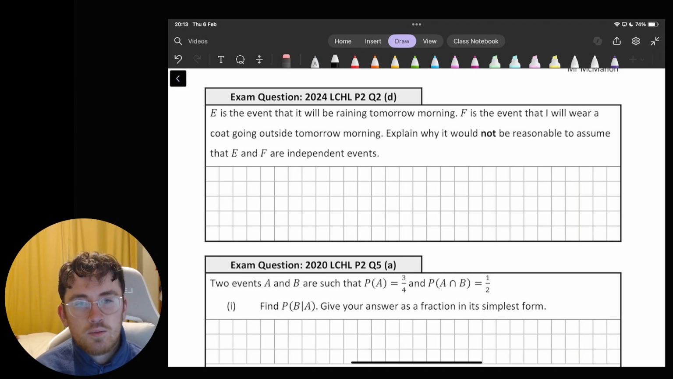E is the event that it will be raining tomorrow morning. F is the event that I will wear a coat. Explain why it would not be reasonable to assume E and F are independent. Well, we can just talk through this one. Independent means that one has no bearing on the other. If it rains, you're more likely to wear a coat. So if it's raining, that is going to affect whether you wear a coat or not. So it wouldn't be fair to say they're independent because clearly one will impact the other.